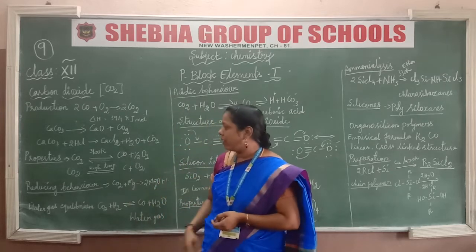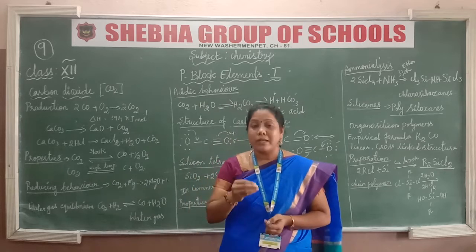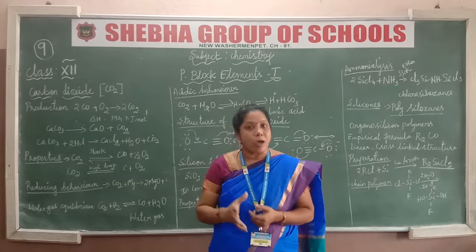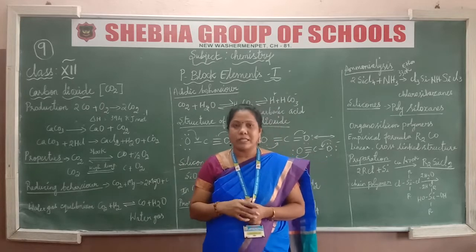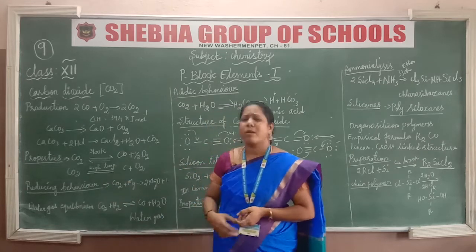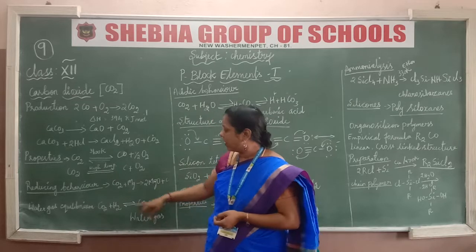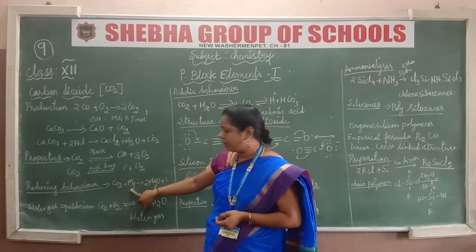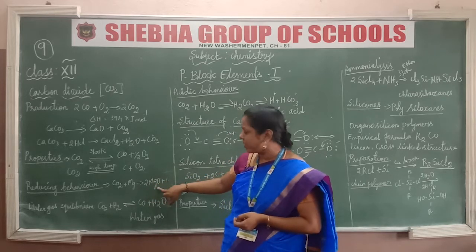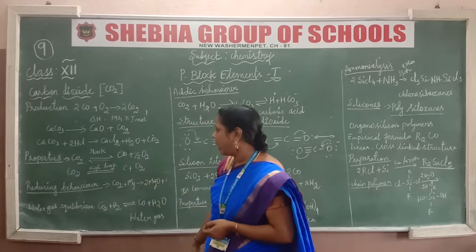And then go for the reducing behavior. How does carbon dioxide behave as a reducing agent? I already explained the reducing agent action of carbon, I think in the metallurgy lesson. I think you have to remember that. So carbon dioxide also plays a reducing role. Carbon dioxide reacts with magnesium, and then we get magnesium oxide with carbon, and then go for the water gas equilibrium.